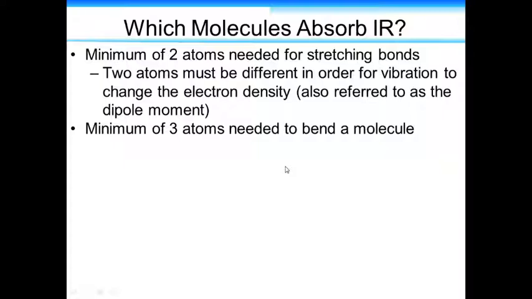So, a minimum of two atoms are needed for stretching bonds, and those two atoms must be different in order for it to shift the density or distribution of electrons. This is also referred to as a dipole moment, that when that electron density is uneven, a dipole moment forms. Just like the poles of a magnet, you start to have one region of more electron density and another region of less electron density. You have to have three atoms in order for a molecule to bend.